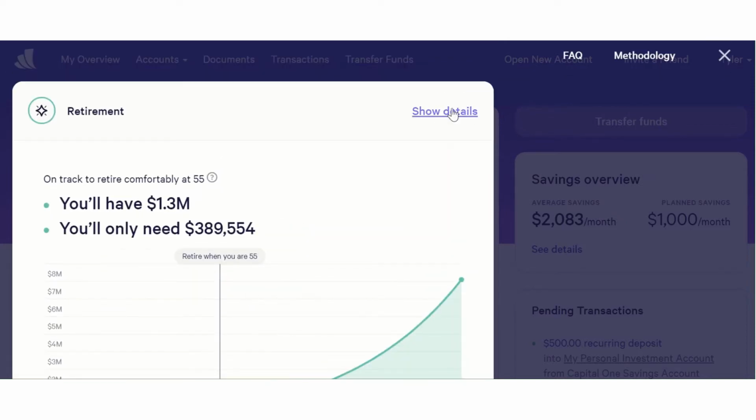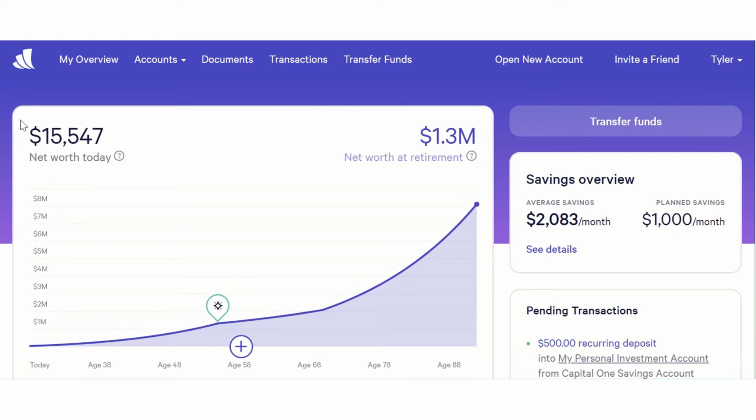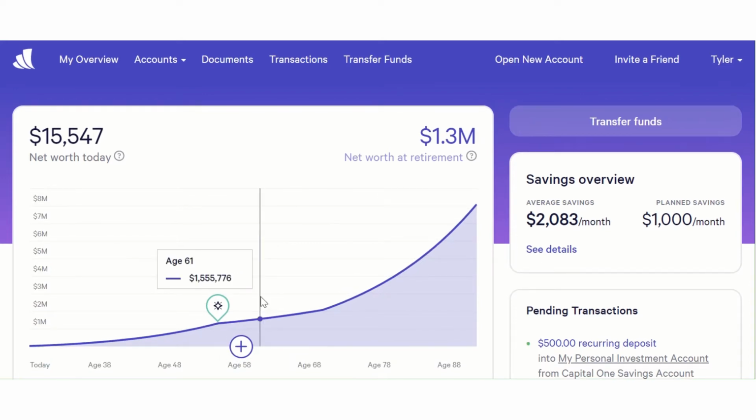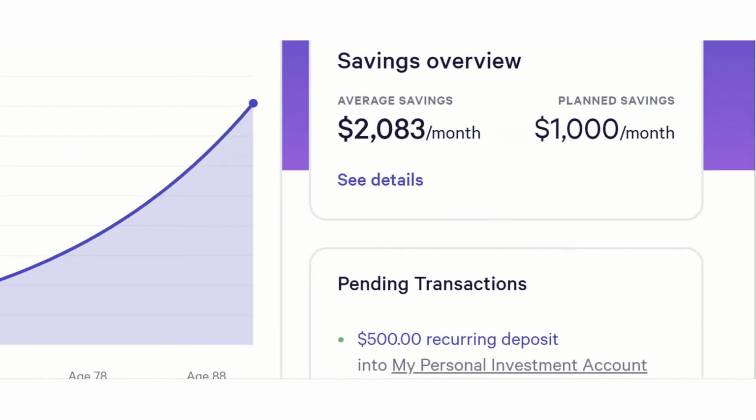I thought this was pretty interesting on the projections. I like how it tells you your net worth today and then what your likely net worth at retirement is, depending on when you're going to retire. Over here, you can see your savings overview, how much your average is, and what your plan is. So if you're meeting that or going over it, it can tell you. And then it also shows you your pending transactions. So if you have a recurring deposit, it'll warn you about that over on the right-hand side.